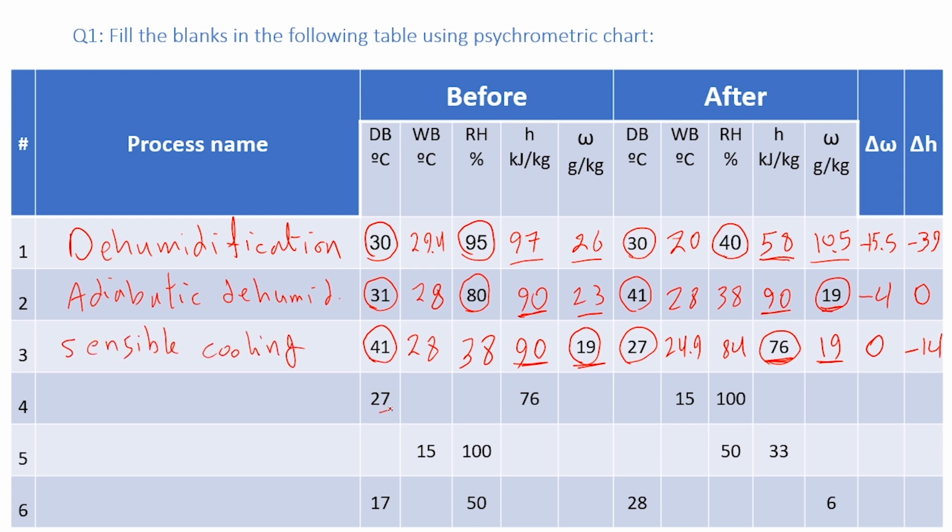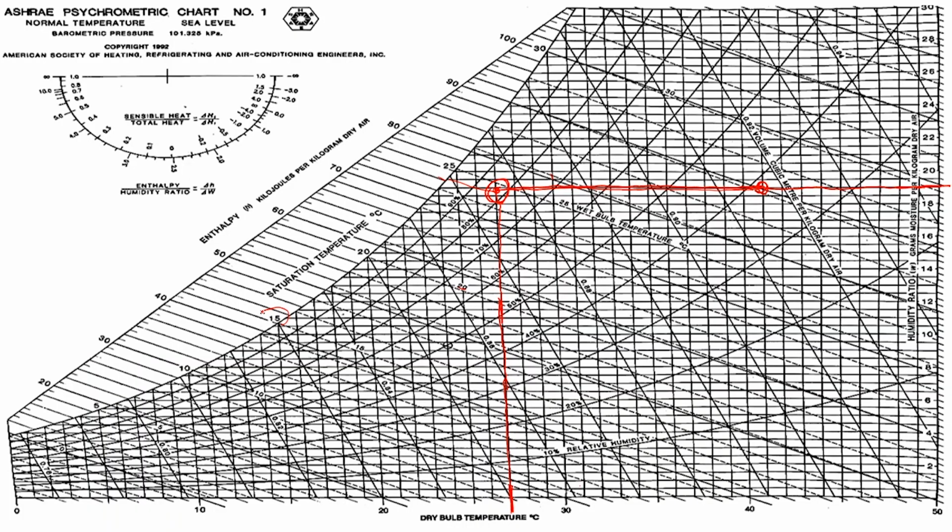Next process, we have 27 and 76, which is the same point. So we just copy the data. The other point is wet bulb 15 and relative humidity is 100, meaning that we are on the saturation line. So this is 15 on the saturation line. In this case, wet bulb will equal dry bulb. Both will be 15. So we take omega value and H value.